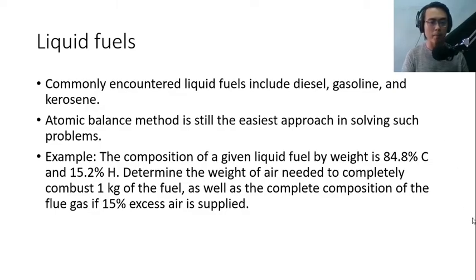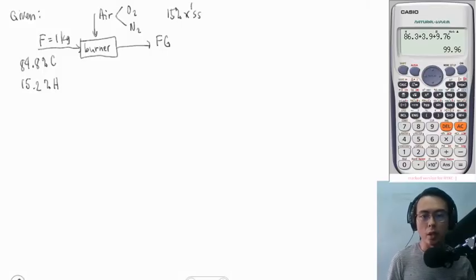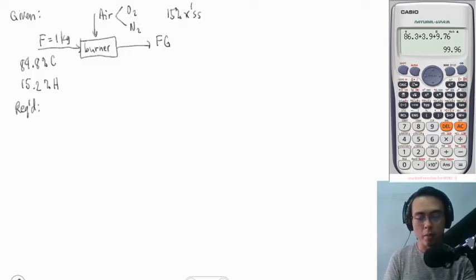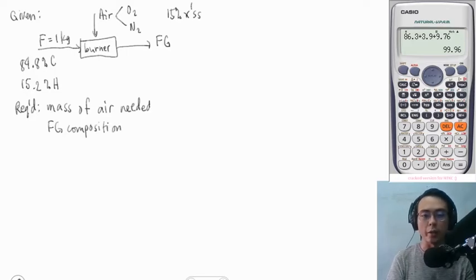So let's list the given. Here is our given to the process. We are given the burner. We have 1 kilogram of the fuel with the given composition in percents by mass. Our percent excess air is 15%. What we are required to determine is the mass of air needed to completely combust our feed, and of course the flue gas composition. It's not asking for an Orsat analysis, so we are going to include water in the flue gas analysis.